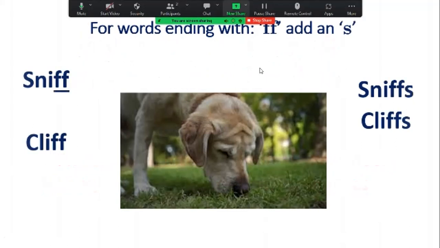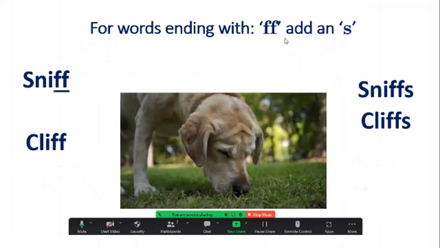Okay? Good. For words ending with FF, just add an S. Sniff, sniffs. Cliff, cliffs. Remember, FF, not just F.